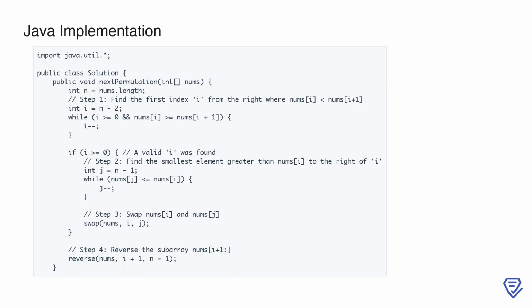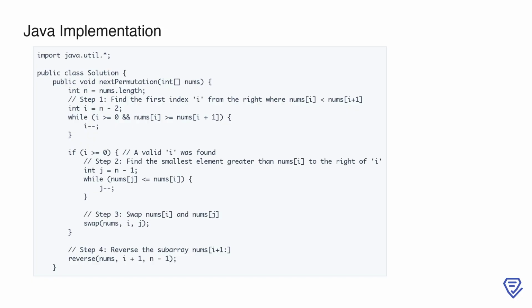Here, we start by defining the method nextPermutation, which takes an array of integers, nums, as input. The goal of this method is to rearrange the numbers into the next lexicographical permutation. First, we determine the length of the array and initialize an index i as n minus 2. This index represents the first number from the right that is smaller than the number immediately following it. We use a while loop to decrement i until we find such an index or until i becomes less than 0, which means the array is in descending order and no higher permutation exists.